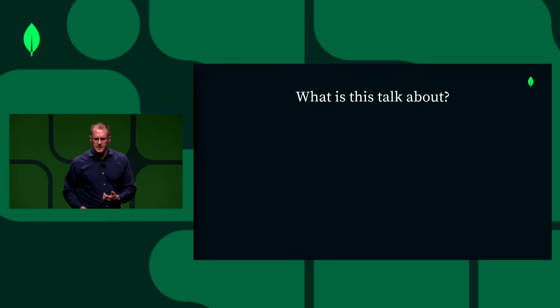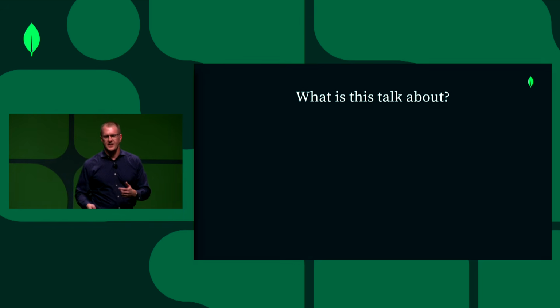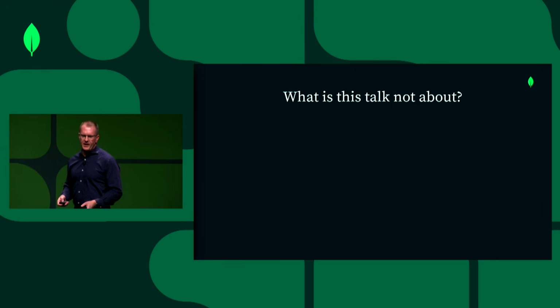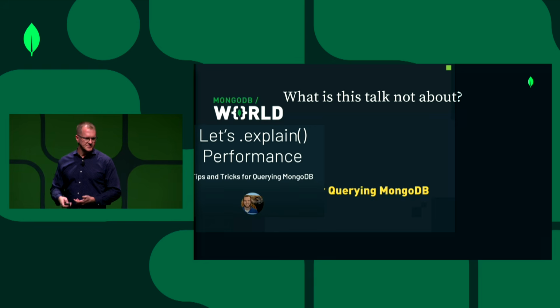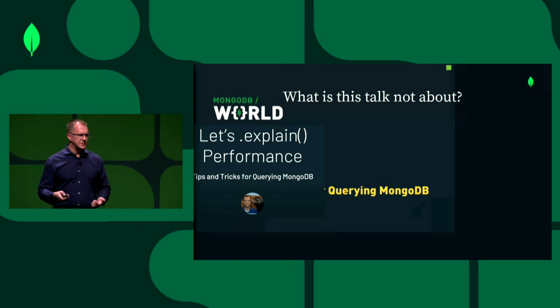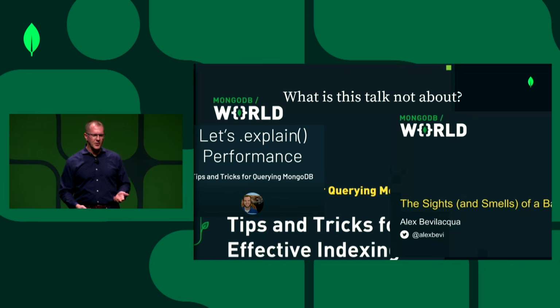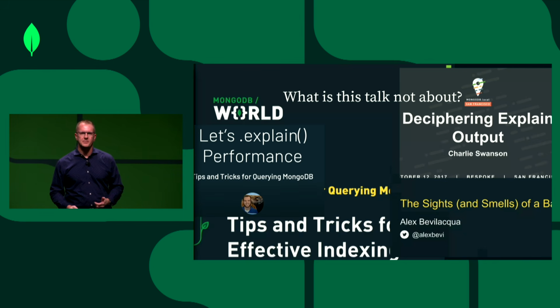So what is this talk about? Probably the best way to talk about what this talk is about is to talk about what it's not about. This talk is not about tips and tricks for querying MongoDB with high performance, explain plans, the sights and smells of a bad query. We've got lots of great presentations on how to write good queries in MongoDB, but we're going to really focus in on the indexes that are required to support those queries, but not how to write those queries.